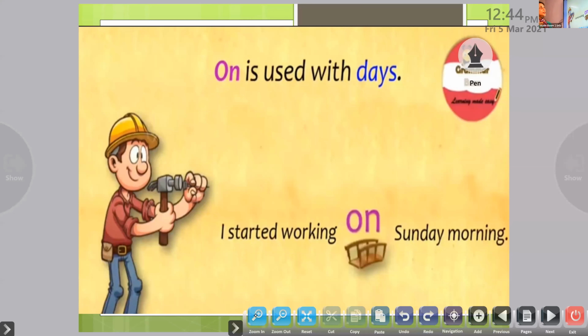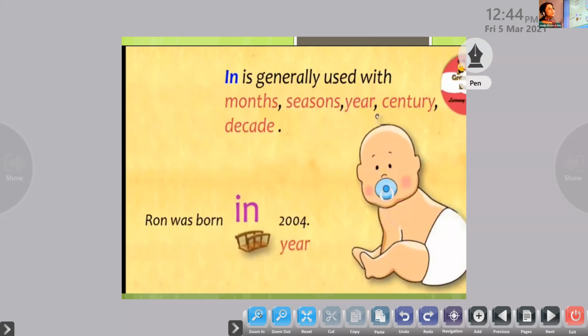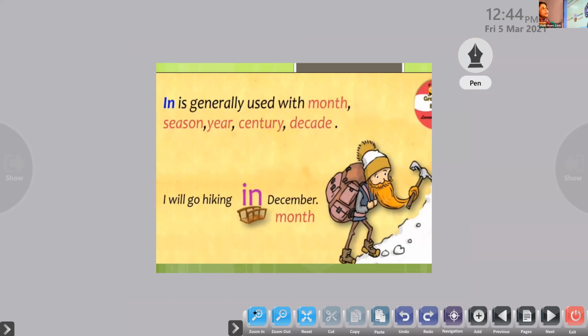Clear? Now we'll move on to the preposition in. In is used with months, seasons, year, and parts of the day. So month, season, and year. MSY, please keep it in mind. Ron was born in 2004. It is a year, so we use the preposition in. December, all the 12 months, we use the preposition in. I will go hiking in December.